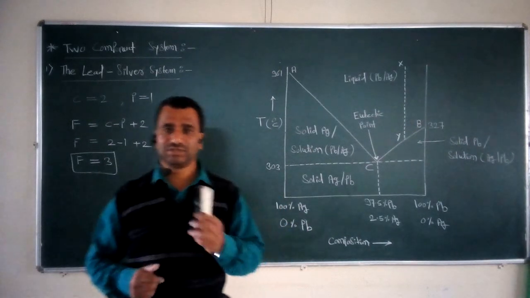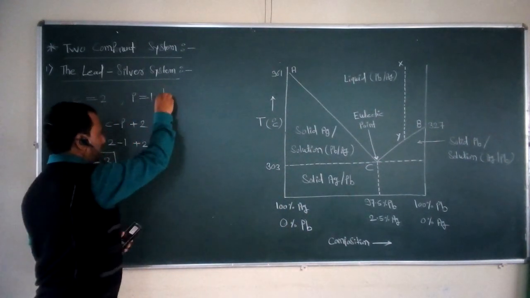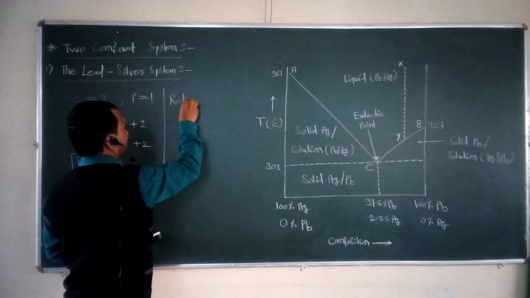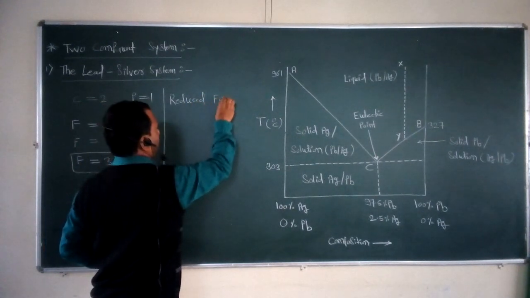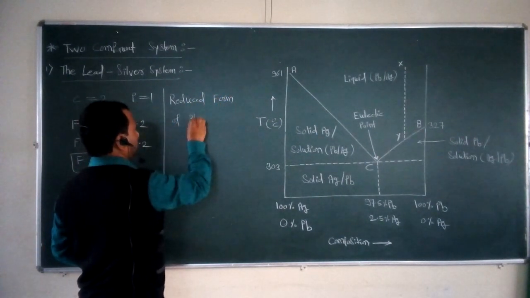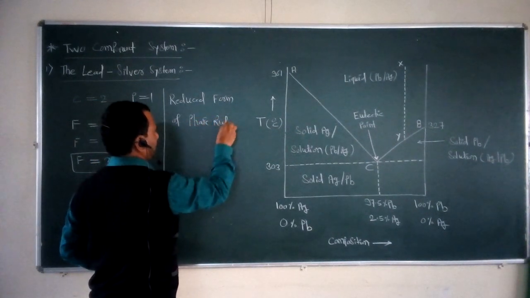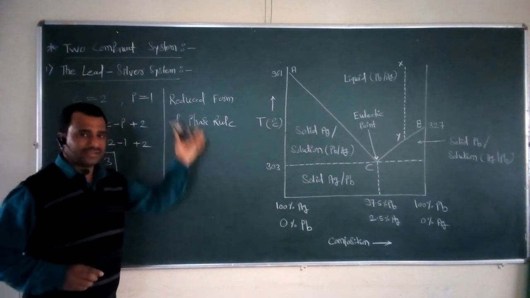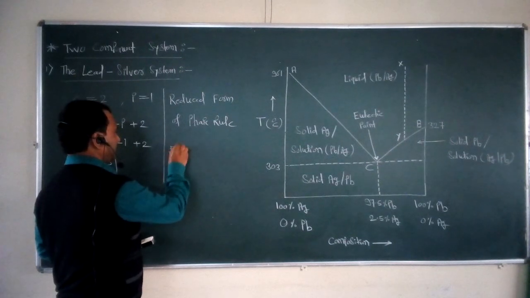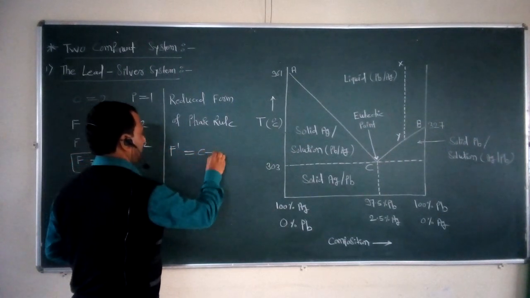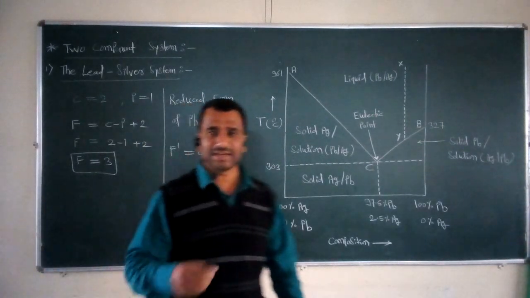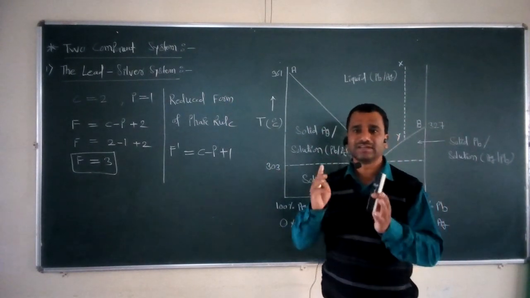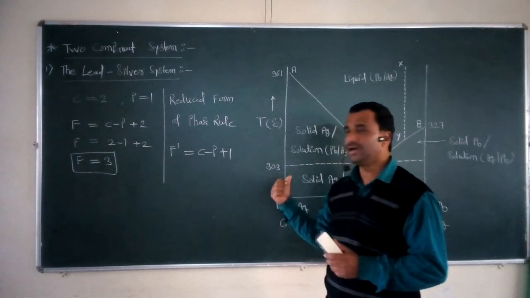In such situations we have to use the second type of phase rule, which is called the reduced form of phase rule, or the reduced form of the phase equation. In this situation we use the equation F dash is equal to C minus P plus 1. We have to use that equation for systems belonging to the two component system. It is a very important part before studying this type of two component system.